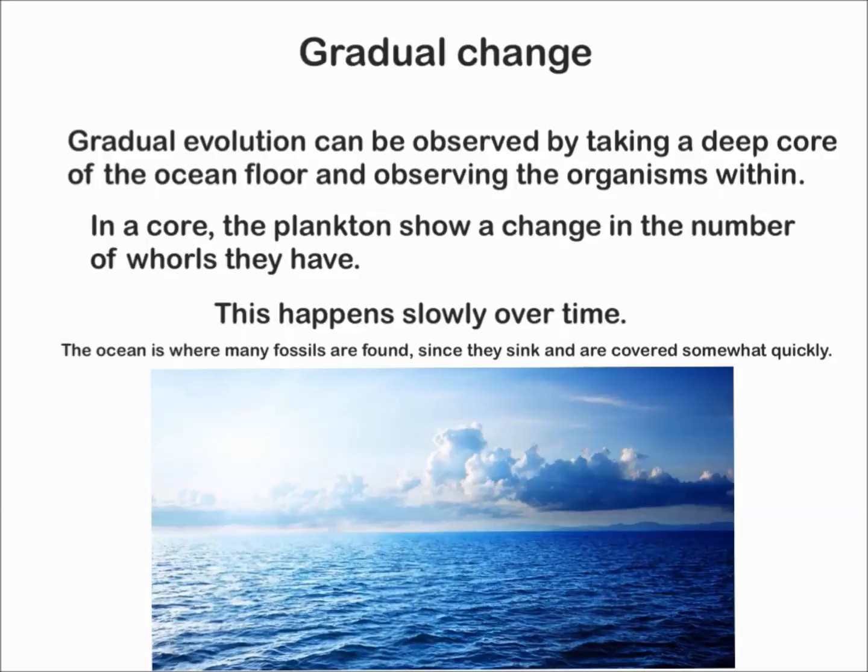Despite the fossil record being incomplete, it does show us a few things. For instance, it shows us gradual change. Gradual evolution can be observed by taking a deep core of the ocean floor and observing the organisms within. For example, scientists have taken cores from the ocean floor and seen that plankton show a change in the number of whorls they have, which is the spins in their shell. And this happens slowly over time. An aside is that the ocean is where many fossils are formed, since they sink and are covered somewhat quickly.